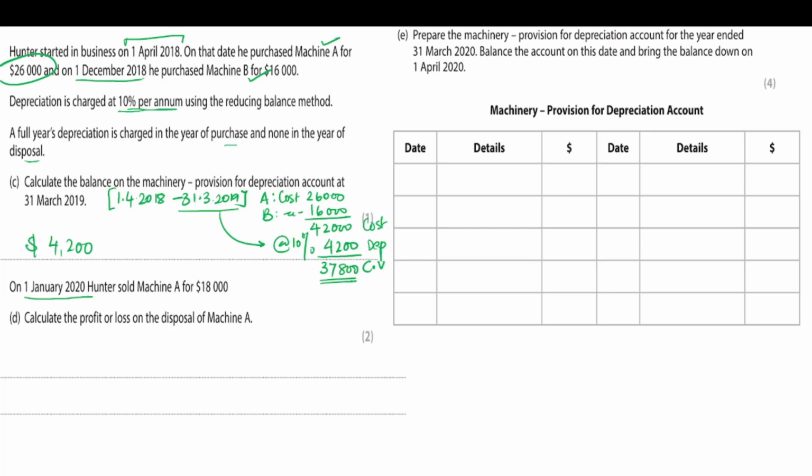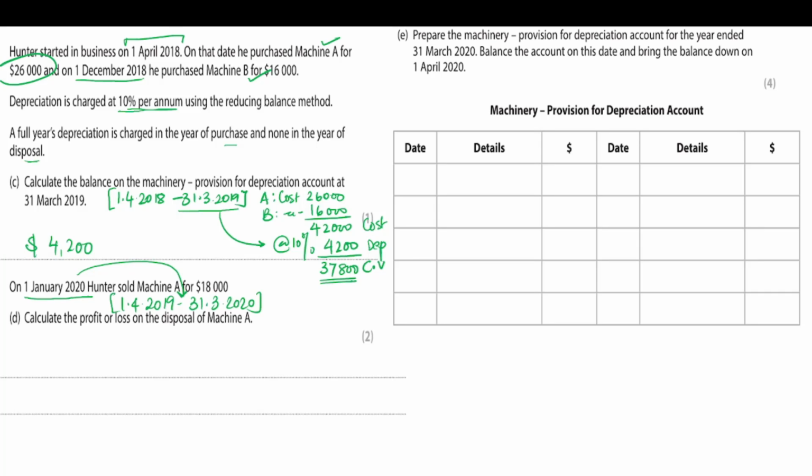So the next financial year was 1/4/2019 to 31/3/2020. During this financial year, this machine was sold in January. Okay, so this was sold in between, but we don't have to charge any depreciation for this. They are asking us to calculate any profit or loss on the disposal. So we will just work that out.